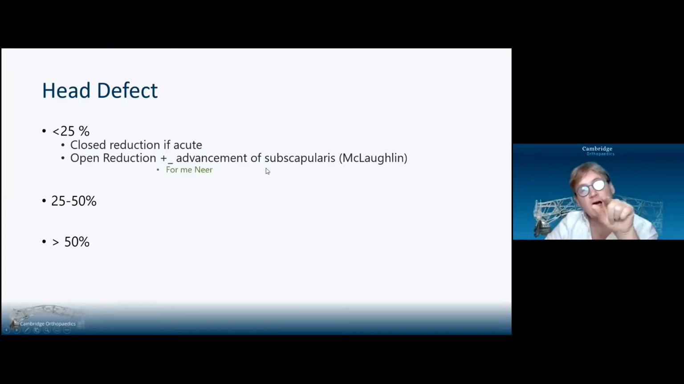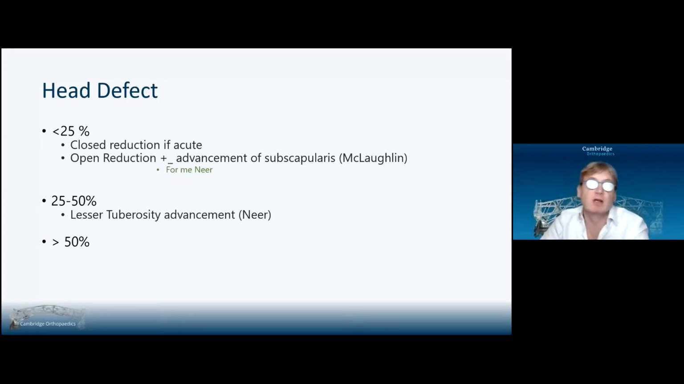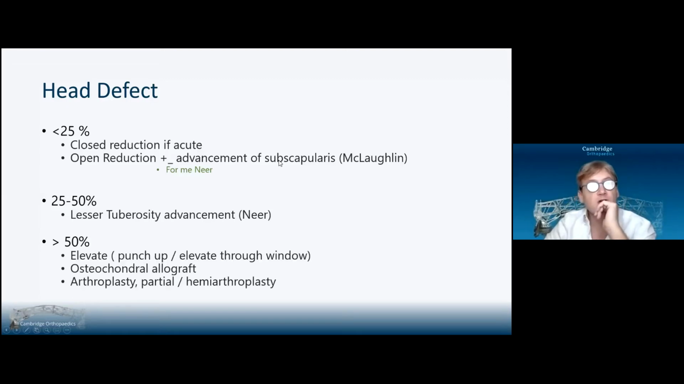Or for me, I would actually curve it around the lesser tuberosity and do a lesser tuberosity osteotomy and advance that into the defect. If it's between 20 and 50%, then you generally do need something to put into that reverse Hill-Sachs lesion so that they don't keep engaging that reverse Hill-Sachs lesion when they go into internal rotation. And as such, you would do your lesser tuberosity osteotomy. If it's more than 50% of the articular surface, you need to build it up. Otherwise, they will just continue to engage the defect when they go into internal rotation.